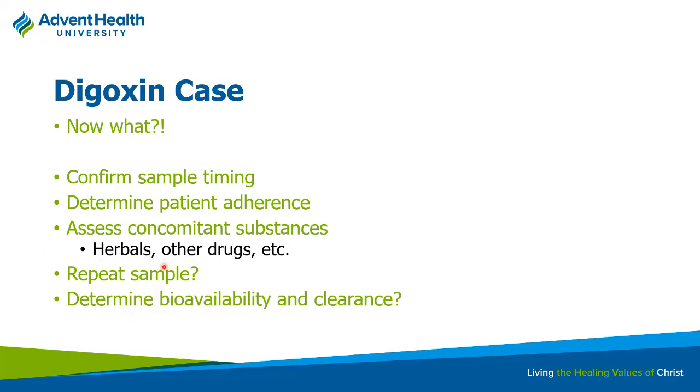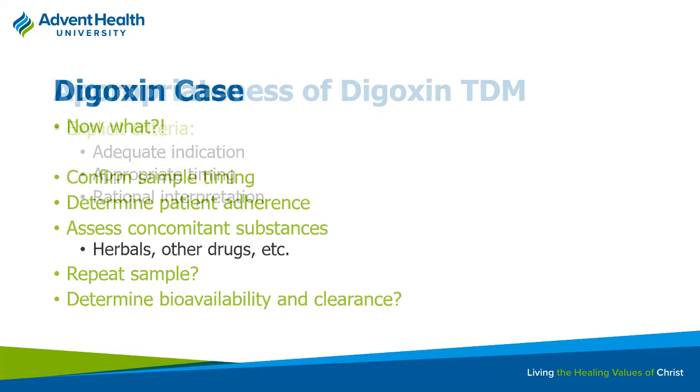Assess for those concomitant other substances like herbals and other drugs. If you think the sample is wrong, you can always repeat it, right? You can always get another level done to see if it confirms what you found with that first one. That's reasonable as well, especially if the patient's not having any direct toxicity. And then, of course, we can always look at things like the renal function. We can look at the bioavailability to determine if there's any changes there.